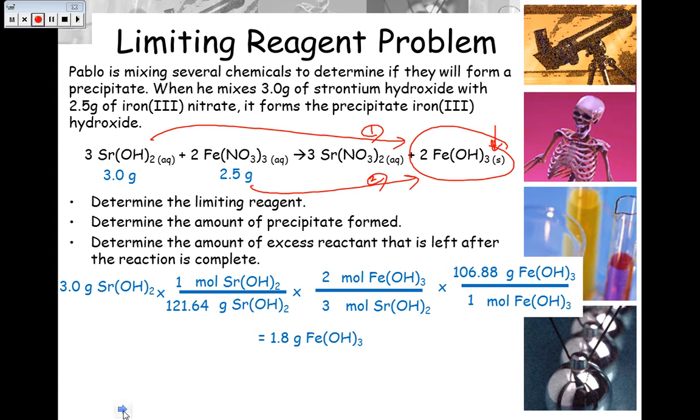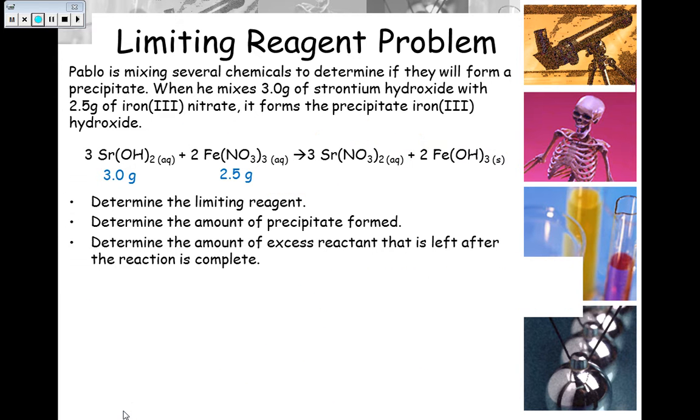What that's saying is that if I had 3 grams of strontium hydroxide, that's enough to make 1.8 grams of iron hydroxide. Am I done yet? No, I have to make the next prediction, correct? Alright, so, again, there is enough strontium hydroxide to make 1.8 grams of iron hydroxide. Let's make the next prediction.